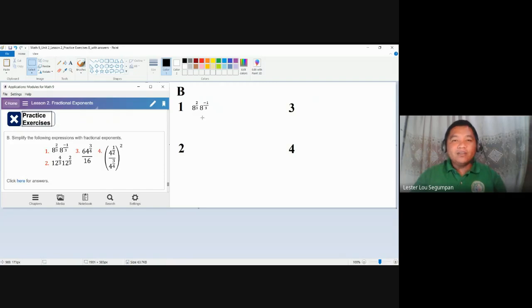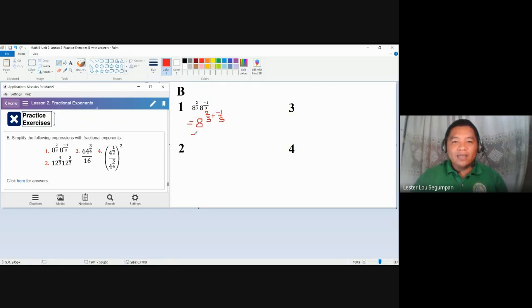In the multiplication law of exponents, what we need to do is copy the base and add the exponents. You have 2/3 plus negative 1/3, because we have the same base. In situations wherein we don't have the same base, we may try to find ways to make them the same base. We will talk about it probably in number 3 later. So let's continue number 1.